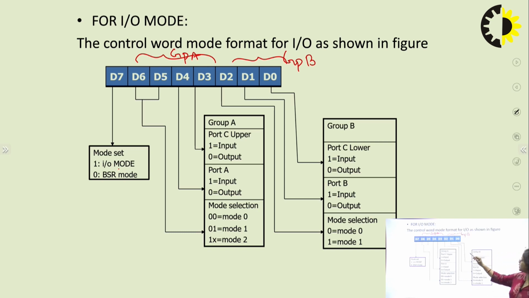D2 will define whether it is in mode 0 or mode 1. D1 is used to define port B as input or output, and similarly D0 is used to define port C lower as input or output. So this is the control word mode format for I/O.